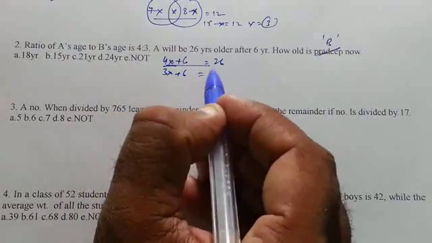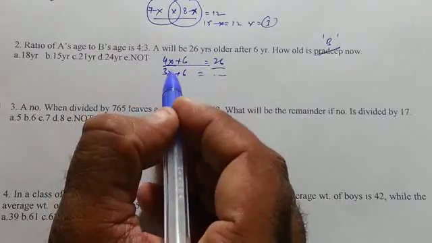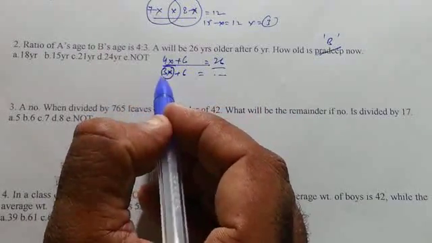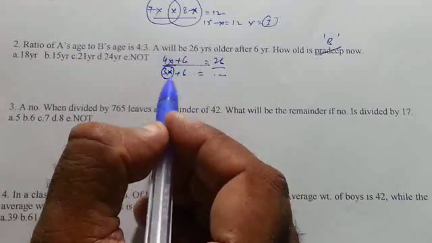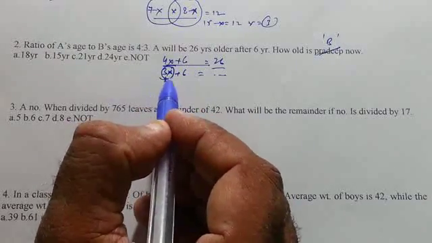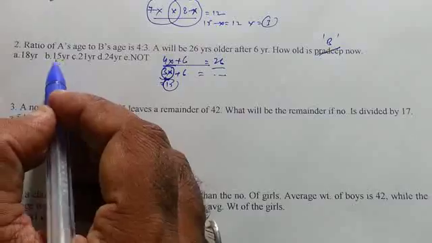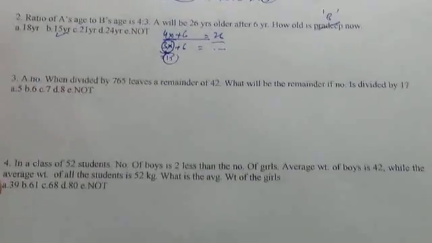He'll be something over here. But we want his present age. So we want 3x. So 4x plus 6 is equal to 26. So what is the value of x? X is equal to 5. Put x is equal to 5 over here. So this value will become 15. So we are interested in this one, that is equal to 15.